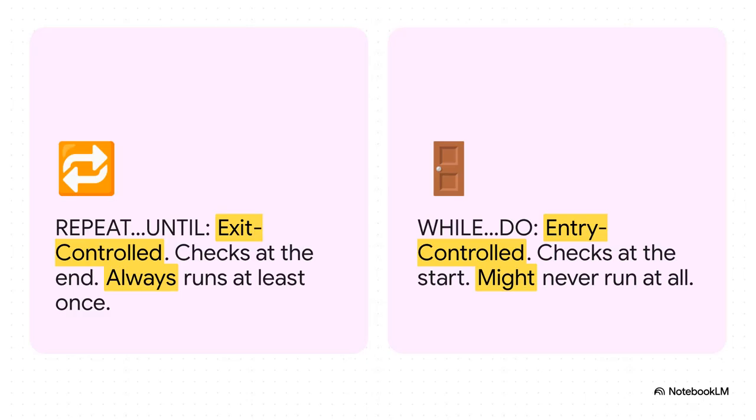So let's put them side by side, because this is the most important part. Repeat until is our persistent checker. It checks at the end, so the action is guaranteed to run at least once. While do is our strict gatekeeper. It checks at the very beginning, which means the action might never happen at all. So when you're coding, it all boils down to one simple question. Does this thing have to happen no matter what?